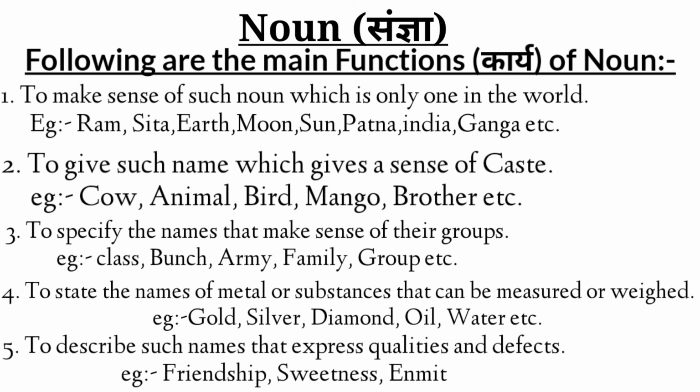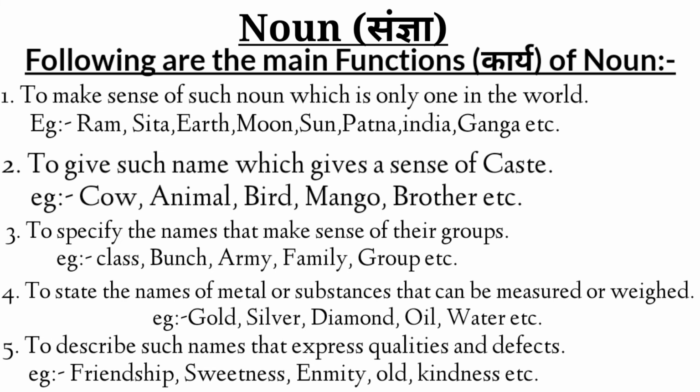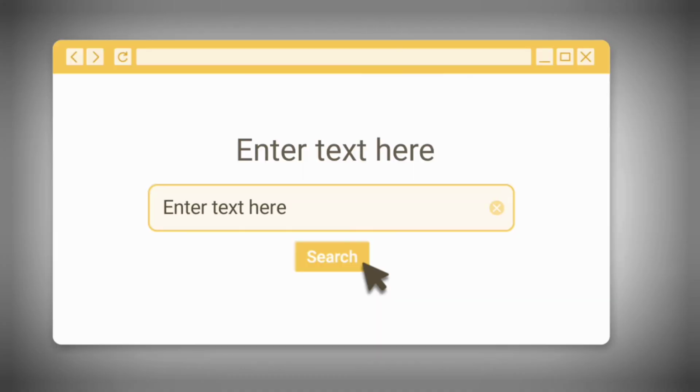Here, the point 5 shows that to describe such names that express qualities and defects such as friendship, sweetness, enmity, old, kindness, etc. It means that any quality and defect shown by a word is also known as what? Noun.